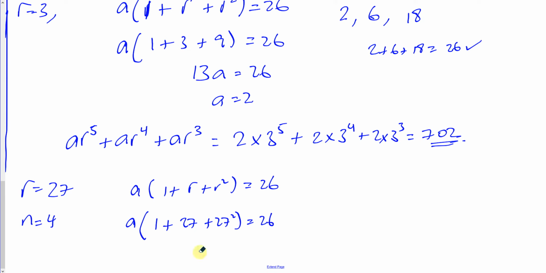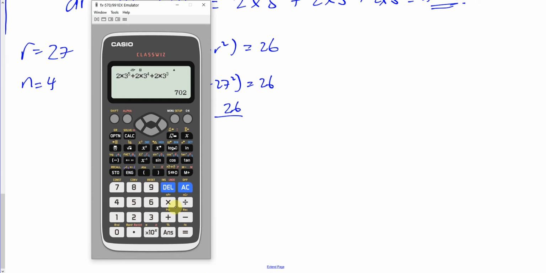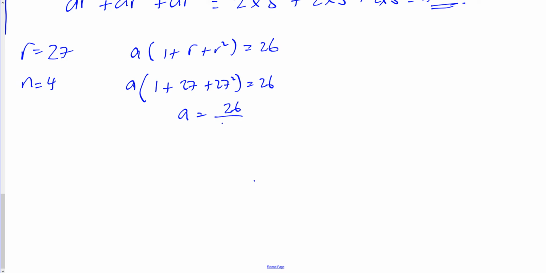So a is going to be 26 divided by the sum of those. Let's work out what those are. You've got 1 plus 27 plus 27 squared. That gives us 757. Okay, so let's see if it works. The first term is going to be 26 over 757. Now this should work because we got it exactly from here, but just to make sure, that's the first term. Plus, second term, 26 over 757.